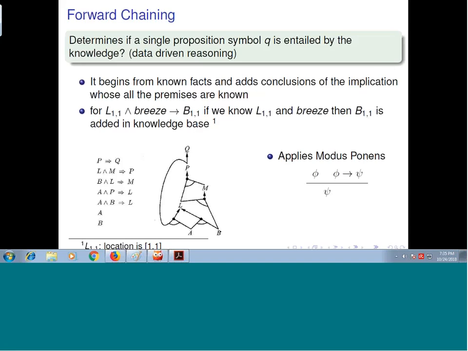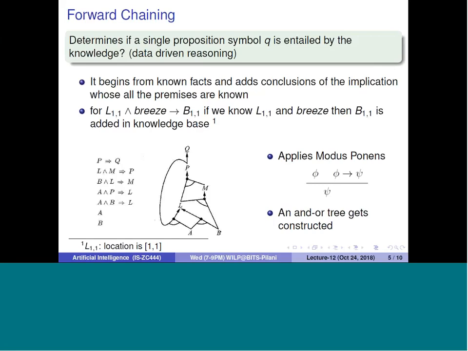So let's assume that these are the things given to your knowledge base, and now you want to find out what comes out of this. Let's assume that we want to determine if a single propositional symbol q is entailed by this knowledge. That is, you want to find out whether the value of q is 1 or not. Some facts are given to you in this form, and sometimes you can apply modus ponens and find out.